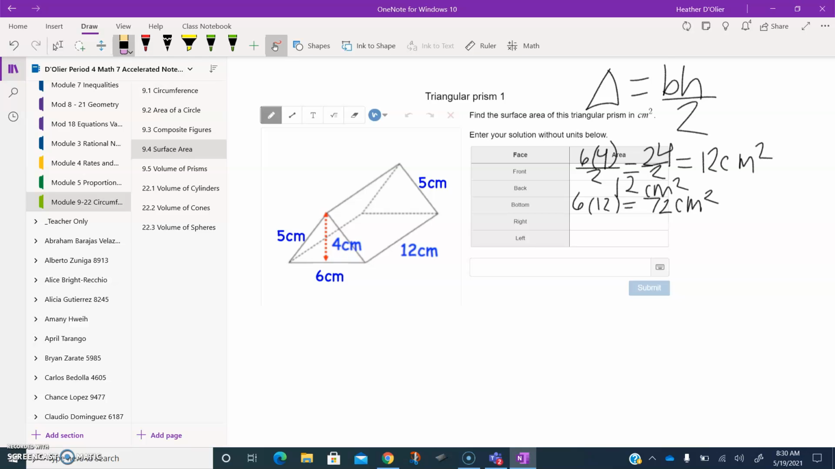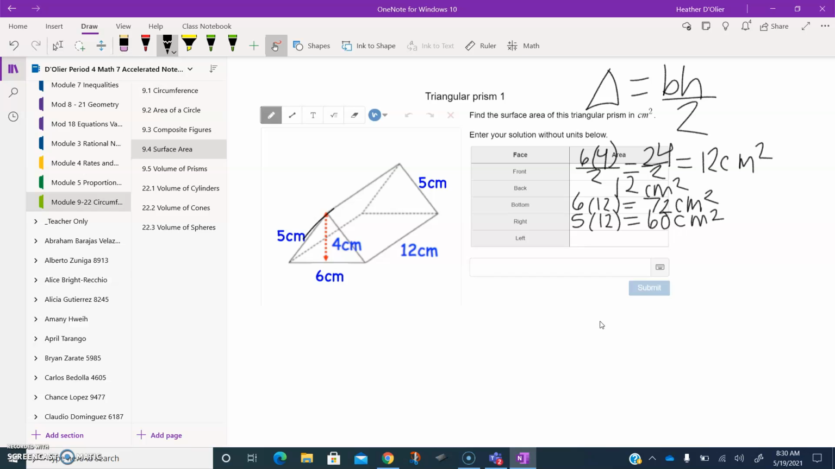So I did the bottom. Now I'm going to do the right. Okay, this length is important. Oh, they didn't tell it to me on that side, but they did tell it to me there. So it's 5 by 12. And I know that one. That one's 60 centimeters squared. Sometimes the right and the left are the exact same. Sometimes they're not. So double check it every time.